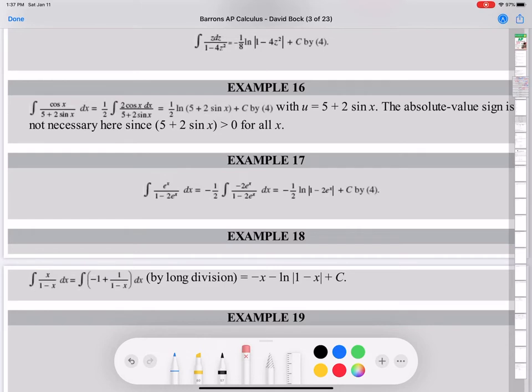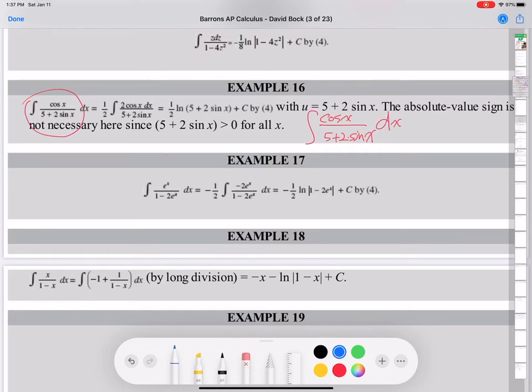I will keep explaining U-substitution with basic formulas and then other types of integration today. Let's start from example 16, just to find the integral of this function: integral cosine x over 5 plus 2 times sine x dx.